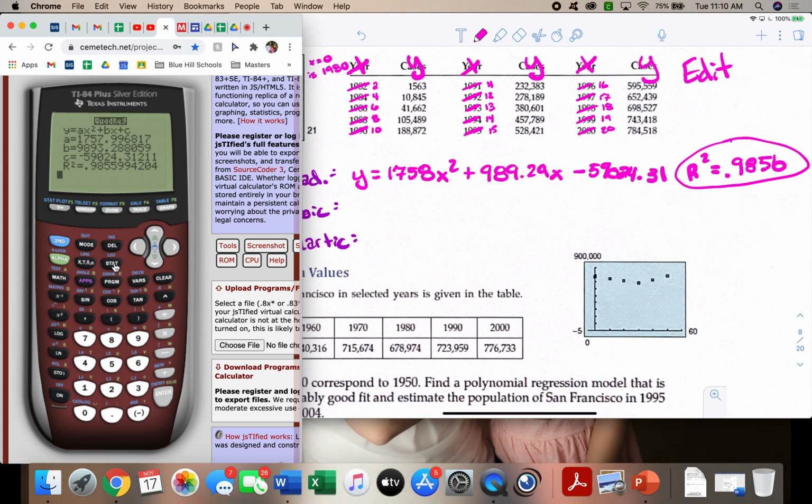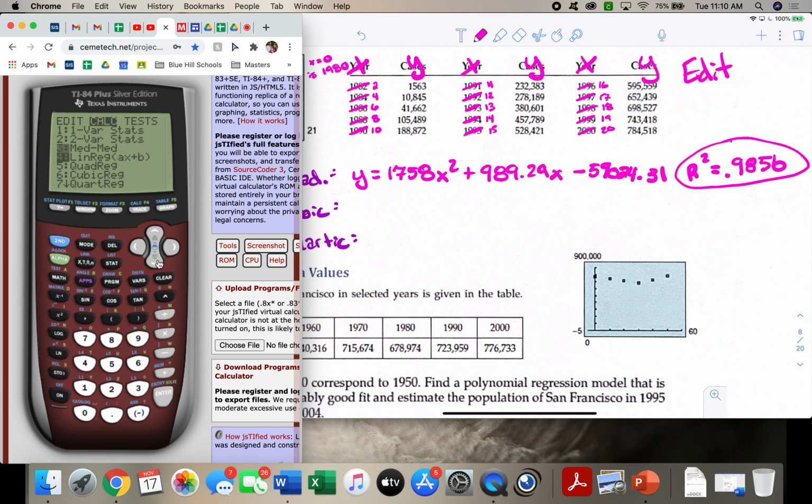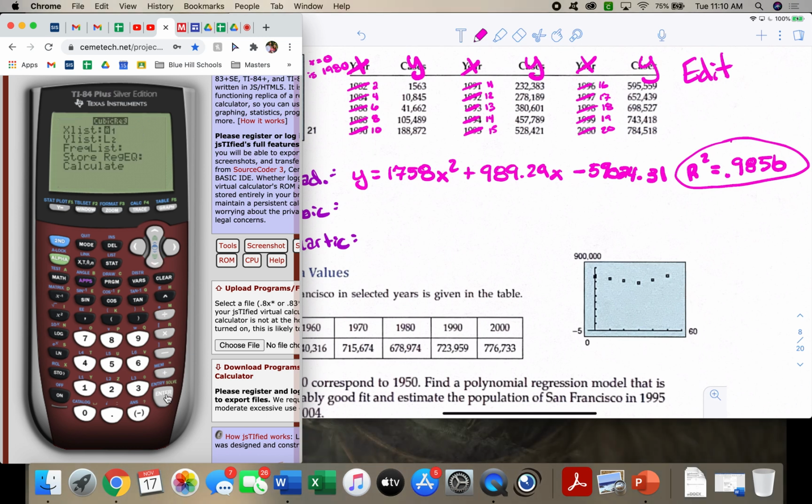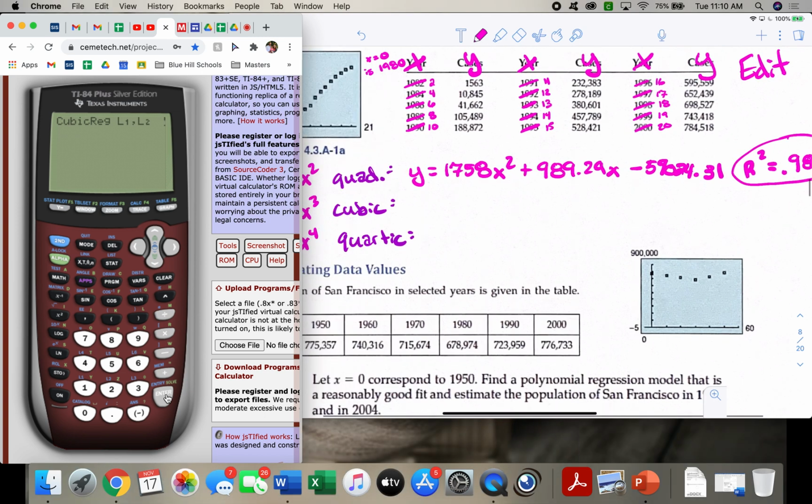All right, now we're going to go again. We already have our data entered in, and we're going to have it do a cubic function. So stat, we're going to go over to calc. We're going to go down to cubic regression. Very slowly, but we're going to do it. Cubic regression, L1, L2, calculate. Stat calc, cubic regression this time. It's going to take a second to think.